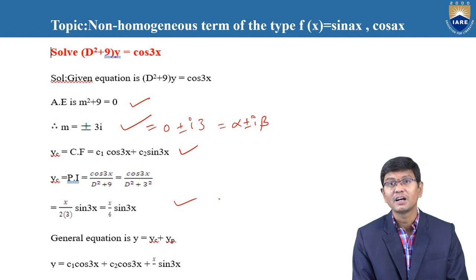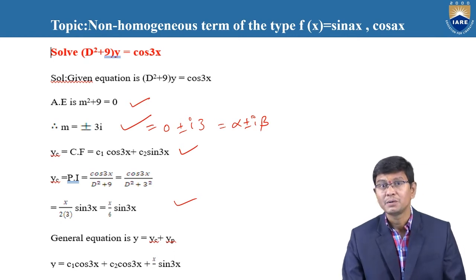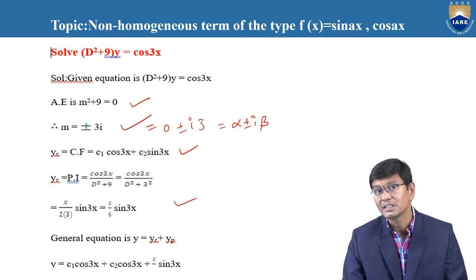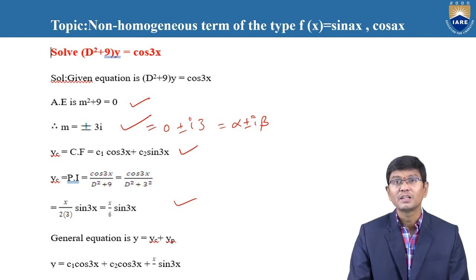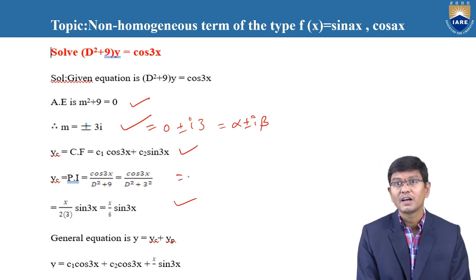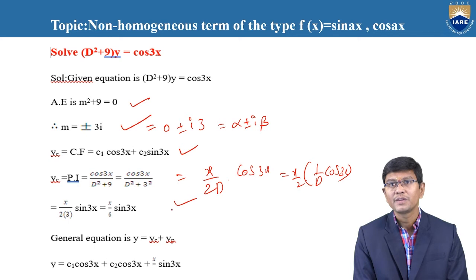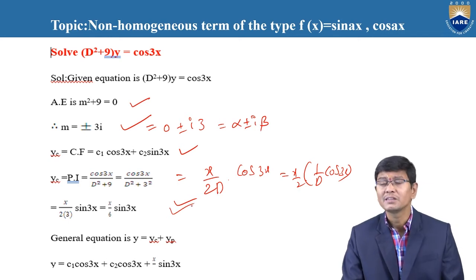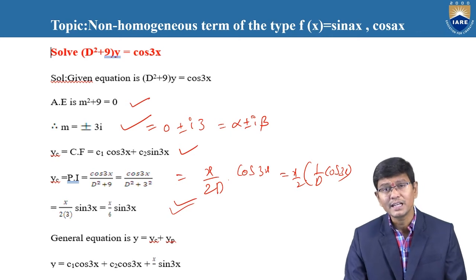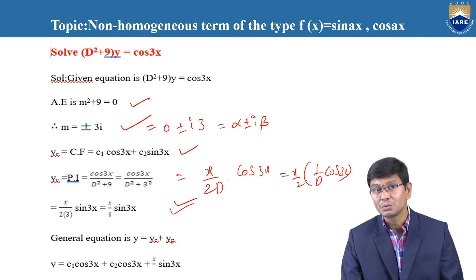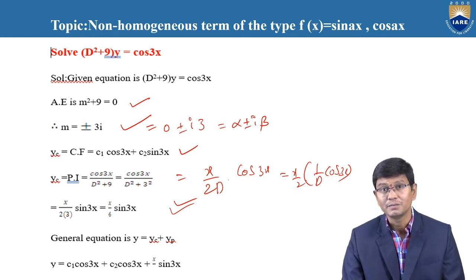According to the case of failure, we multiply by x and take the derivative of the denominator. Therefore, x · 1/(2D) · cos 3x, which is x/2 · 1/D of cos 3x. Clearly we obtain x/6 · sin 3x, because 1/D of cos 3x is the integration of cos 3x, which is 1/3 sin 3x. Here the 2 is already there, therefore x/6 sin 3x is the value.